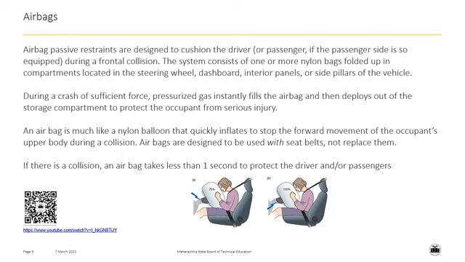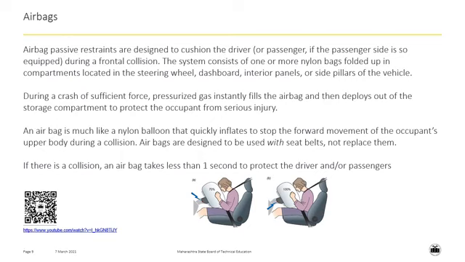Now let us see about airbags. Airbag passive restraints are designed to cushion the driver or passenger, if the passenger side is so equipped, during a frontal collision. The system consists of one or more nylon bags folded up in compartments located in the steering wheel, dashboard, interior panels, or side pillars of the vehicle. During a crash of sufficient force, pressurized gas instantly fills the airbag and then deploys out of the storage compartment to protect the occupant from serious injury.